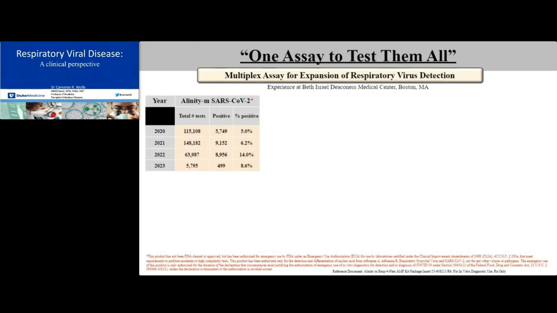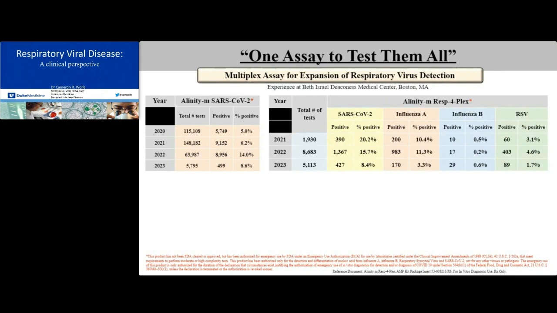So here, I would like to briefly review the experience with some data that I want to show you using various assays. So we start with the singleplex SARS-CoV-2 assay, and then I want to look at the Resp4plex EUA assay. First, note that overall volume for SARS-CoV-2 testing during all years of the pandemic has been significantly high. We had a high throughput of testing. And then we began using the Resp4plex assay in 2021. And the number of samples tested increased in the second year and then subsequently. I anticipate that test numbers for 2023 continue to increase as we will enter this year's flu season.